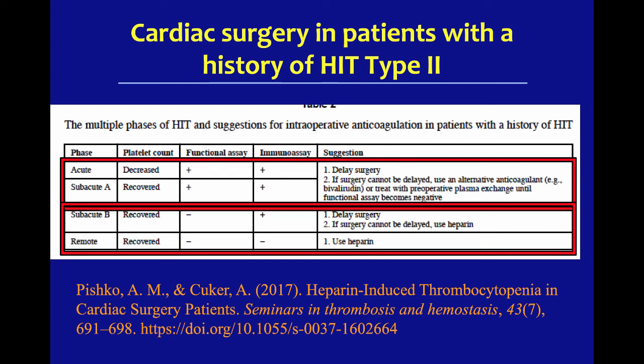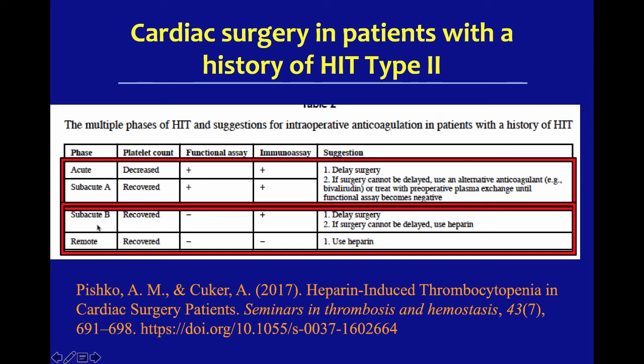Well, one of the first things you need to do is try to determine what phase the patient is in with HIT. Are they in the acute phase, a subacute A, subacute B, or a remote phase of HIT? So let's dig into that. A patient in the acute phase will exhibit the following. They will have a decreased platelet count. They'll be in a thrombocytopenic state. They will have a positive functional assay and a positive immunoassay for HIT.